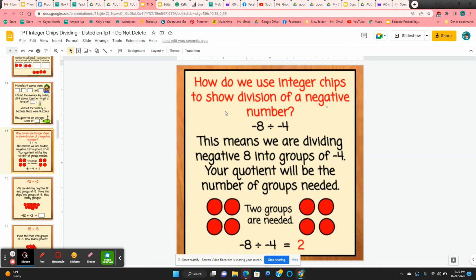Now they're given an example here of what to do with integer chips if you're dividing by a negative number. What this means in this example is you have negative 8 and you're dividing it into groups of negative 4. How many groups are there? If you divide that negative 8 into groups of negative 4, here's a negative 4 and here's a negative 4, you get 2 groups. So your answer would be 2.